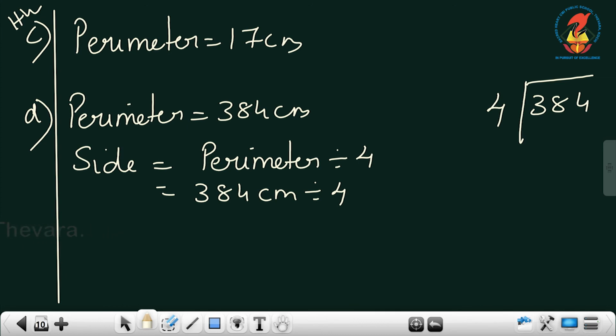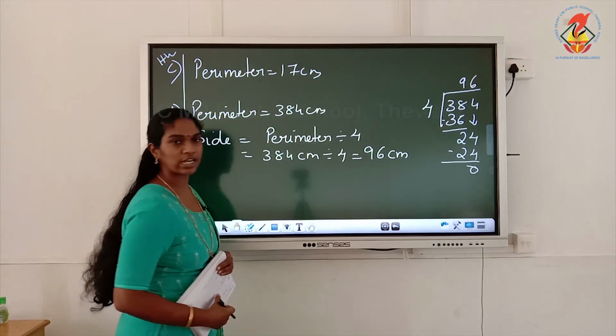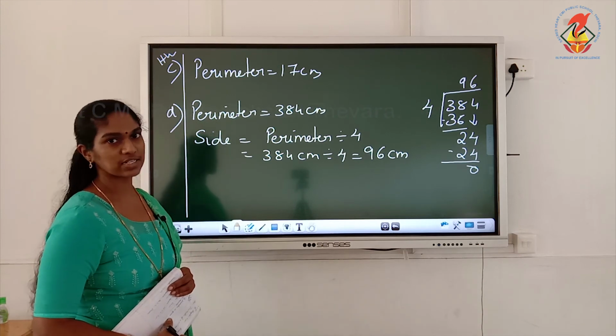3 is smaller than 4, so we cannot start our division. So we will take 38. How many times 4 goes in 38? 9 4s are 36. When you minus you get 2. Bring down 4. How many times 4 goes in 24? 6 4s are 24. When you minus you get 0. So what is the side of the square? Side of the square is 96 centimeter.